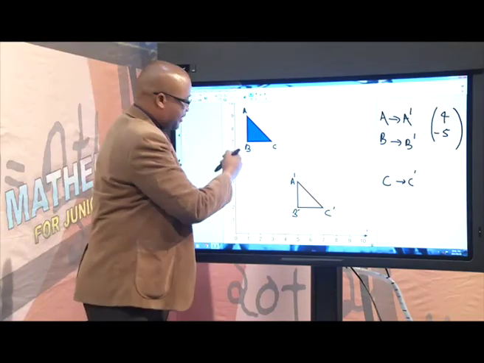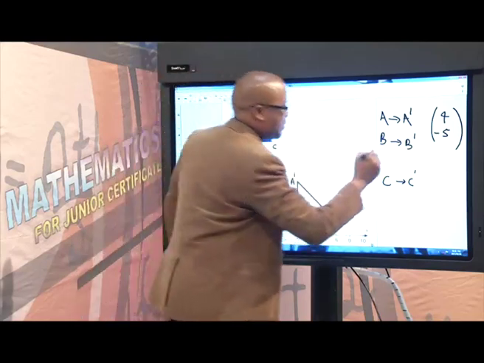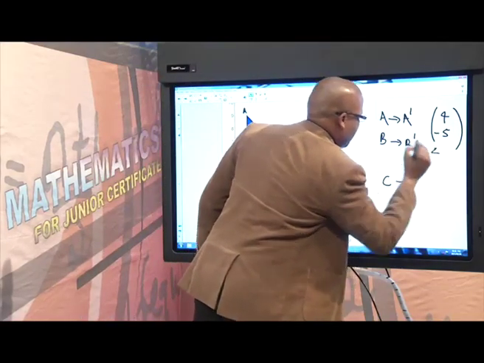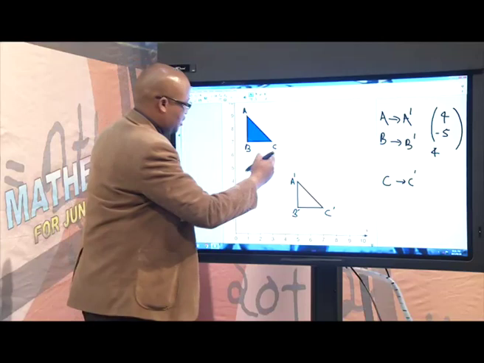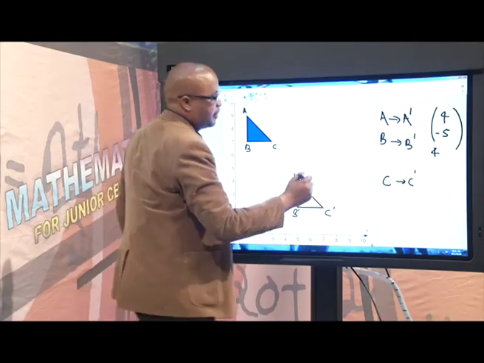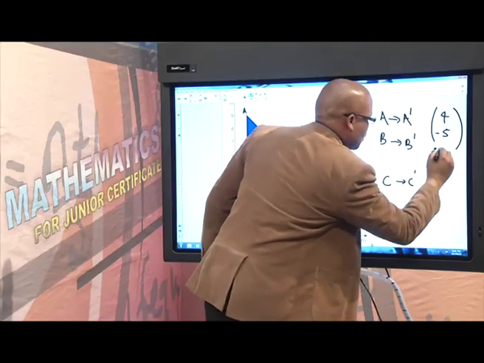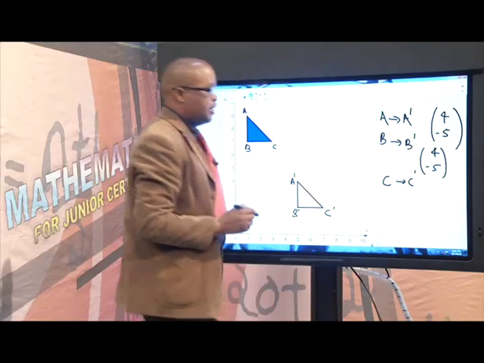Point B is here. So 1, 2, 3, 4. It's 4 steps, then 1, 2, 3, 4, 5. 5, but because you are moving down, it's negative. So this is what we get.